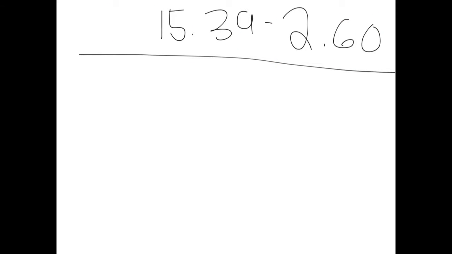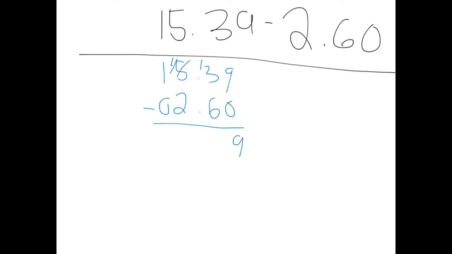This is how you would subtract decimals. So 15.39 minus 2.60, and you would put a 0 for the placement, and then you would subtract. So 9 minus 0 is 9. You would borrow 4. 13 minus 6 is 7. Then place your decimal. 4 minus 2 is 2, and 1 minus 0 is 1. And your answer is 12.79.